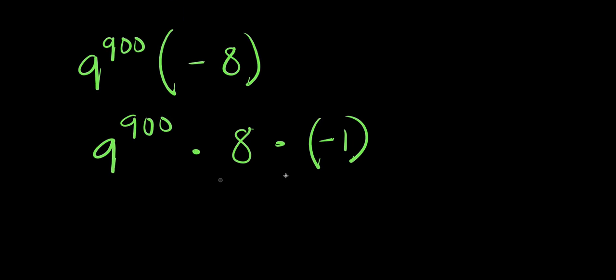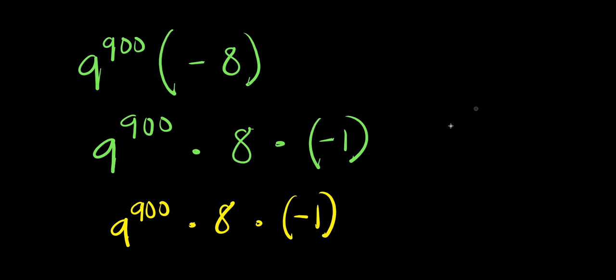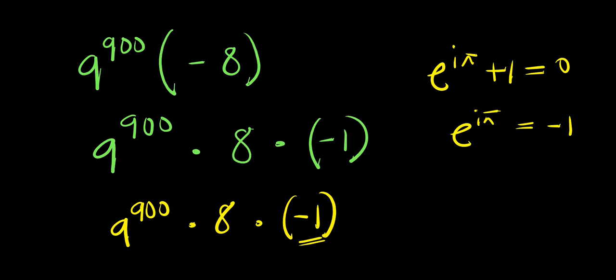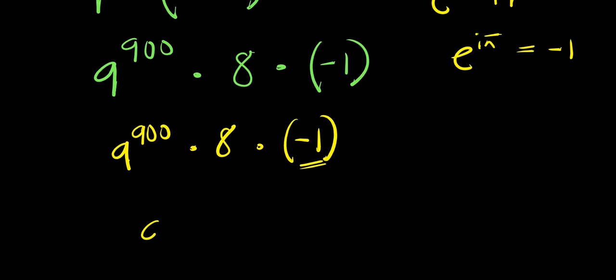So from here, I can simply have this as 9 to the power of 900 times 8 times negative 1. Now, I can simply replace this negative 1 here with, if you have e to the power of i times pi plus 1, this equals 0, meaning e to the power of i times pi equals negative 1, right? So, I will simply have 9 to the power of 900 times 8 times e to the power of i times pi.